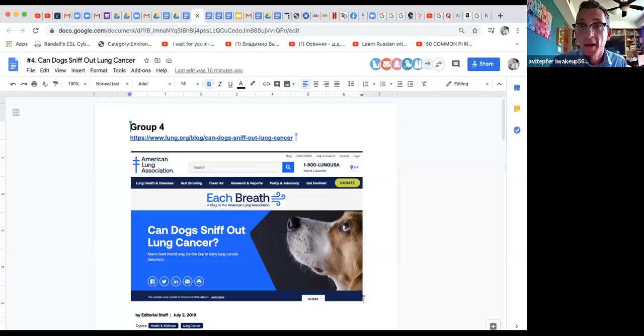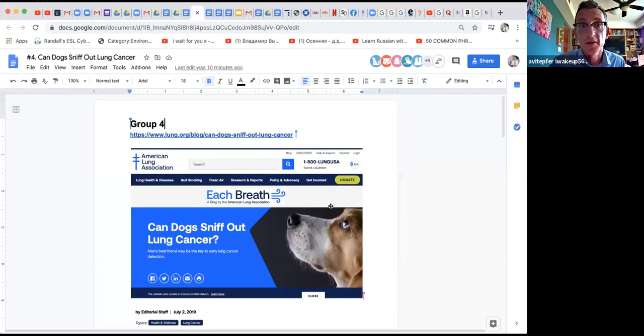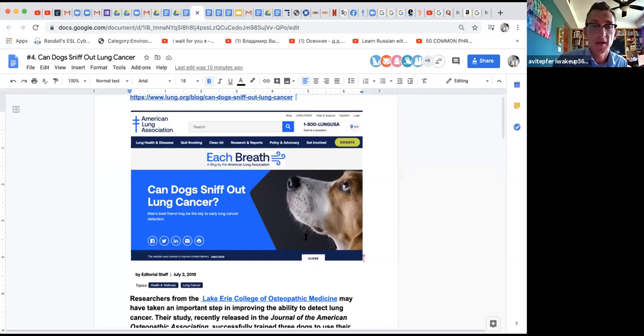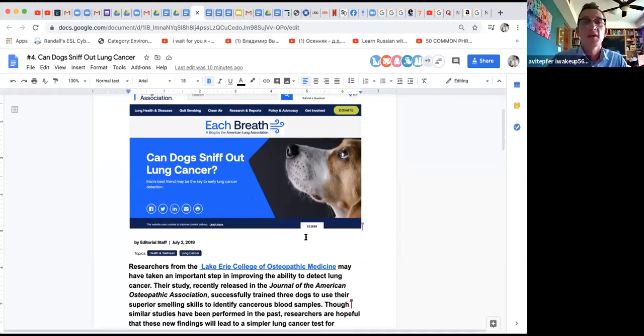Okay, so as you can see, I have my internet browser up. I have an article here, and the title of this article is "Can Dogs Sniff Out Lung Cancer?" Okay, we have 4 different articles today. I don't want to give too much information, but 2 of them are about cancer, and 2 of them are about malaria, which is a bacteria that is carried by mosquitoes and transferred into blood by mosquitoes.